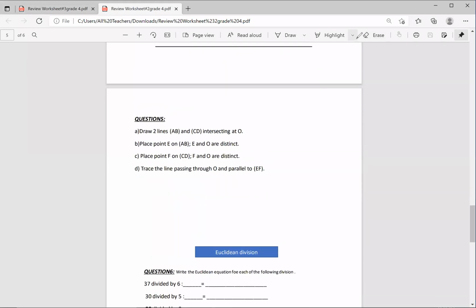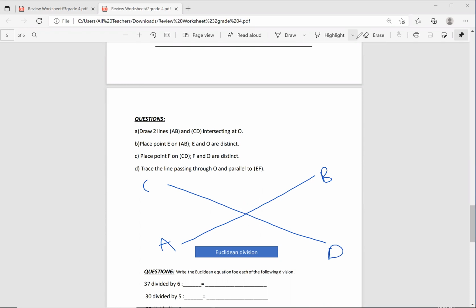In question number 5, we need to draw two lines AB and CD that are intersecting at O. Of course, I don't actually have a ruler here, so I'm just trying to draw them. This is AB and this is CD. Those are two intersecting lines at O. Now place a point E on AB. So I'm going to choose E here, anywhere. Also F on CD. I'm going to choose F here.